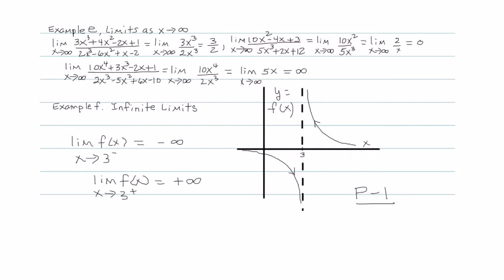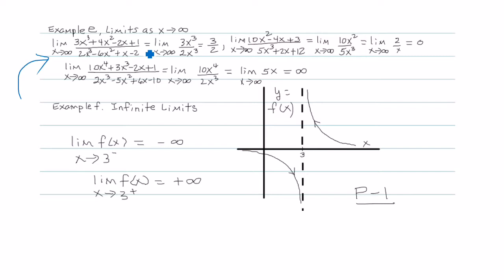Now you're also going to have to understand the limit of functions as x approaches infinity. And quite possibly we're going to be looking at some rational functions. In this first case, we've got the limit of 3x cubed plus 4x squared minus 2x plus 1 divided by x cubed minus x squared plus x minus 2.